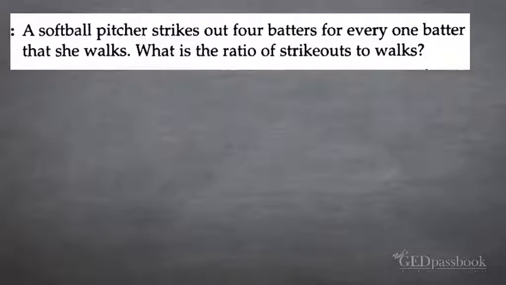And they ask, pretty much with ratios it's really important that you always look at the last question. What is the ratio of strikeouts to walks? So they want to know the ratio of strikeouts to walks. Well, the first thing you need to know is how ratios are written. There are 4 ways a ratio is written. All right. So here they say, what is the ratio of strikeouts to walks? Well, tell me, what is the strikeouts? A softball pitcher strikes out 4 batters for every 1 batter that she walks. So technically, it's 4 to 1, right?